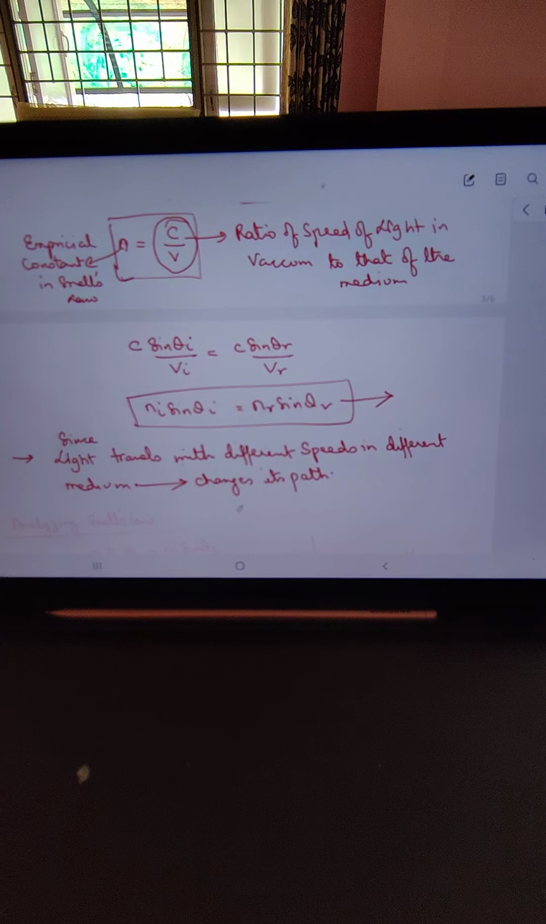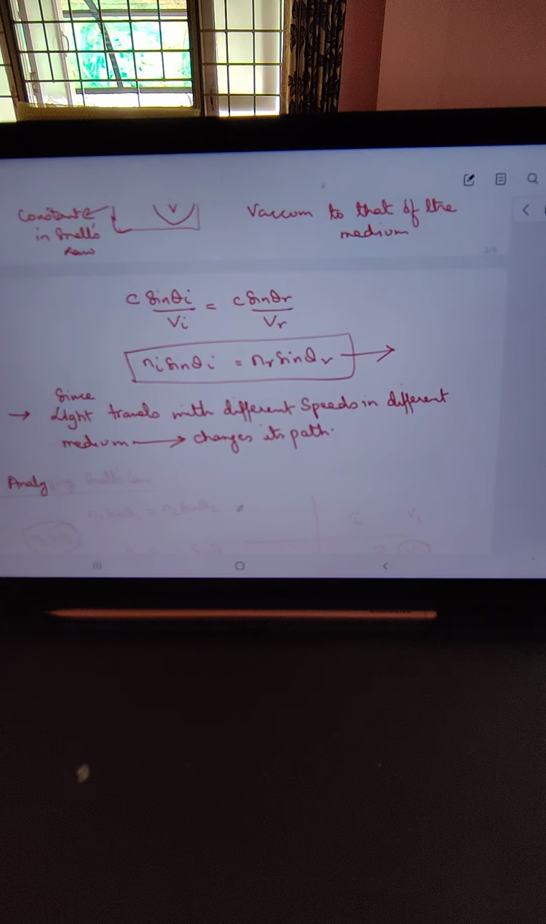Now let us move on to the analyzing of Snell's law. Let us analyze this Snell's law before considering some problems.